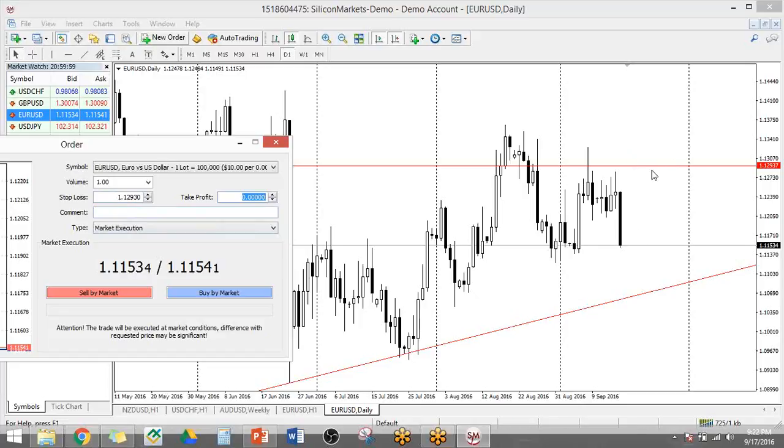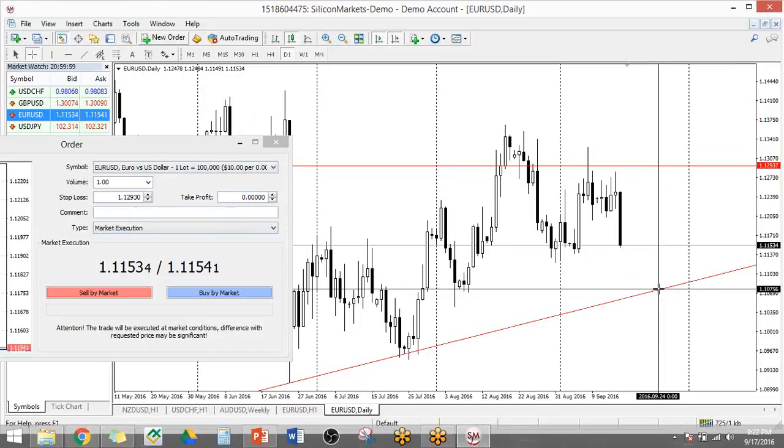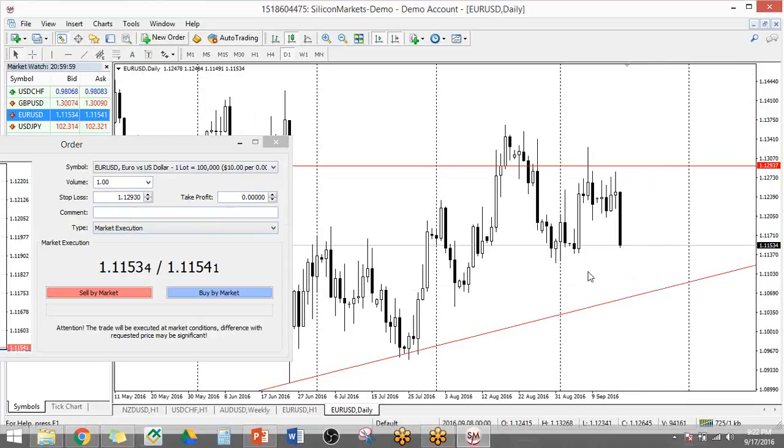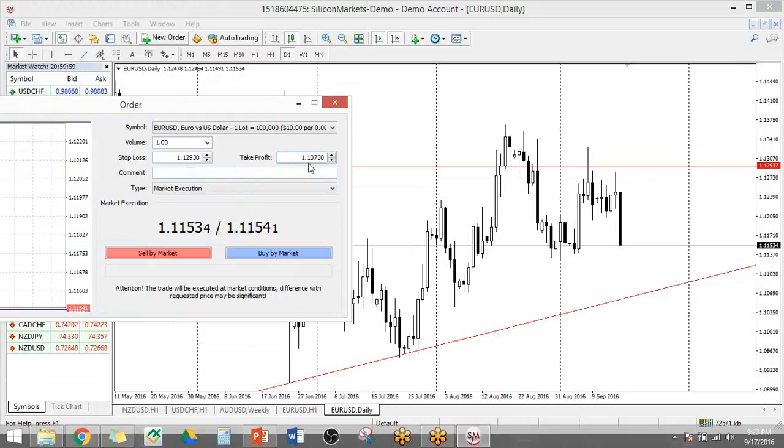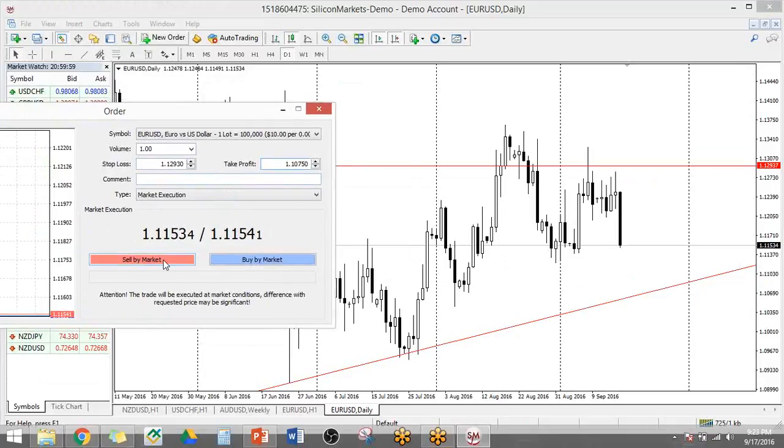So that's my stop loss. If it hits this level, my trade's out at a loss, and that's fine with me, because I think it's going to go up higher if it hits my stop loss. My take profit is around this trend line over here. Let's try to gauge where it goes. Maybe around this level, 1.1075. There you go. So you can key in your stop loss and your take profit there.